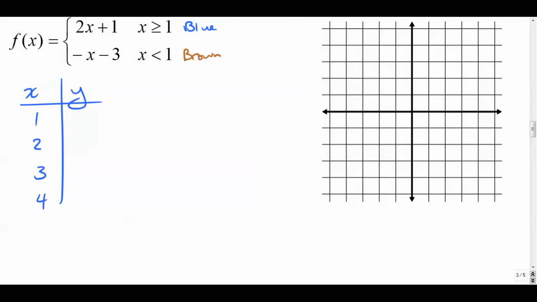If I plug in 1, I get 3. If I plug in 2, I get 5. I'm using the top function. And if I plug in 3, I get 7. And if I plug in 4, I get 9. So let's plot those. This is a closed circle because of that equal sign at 1. So 1, 3 is a point.